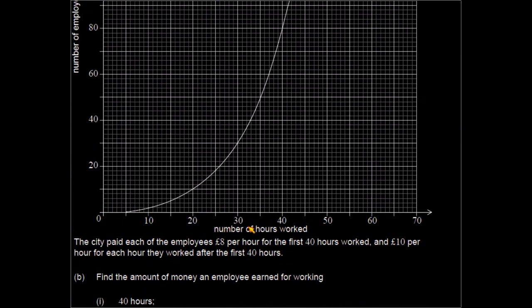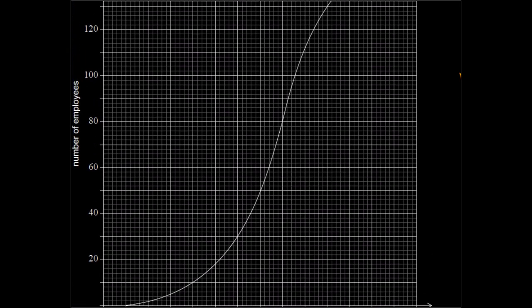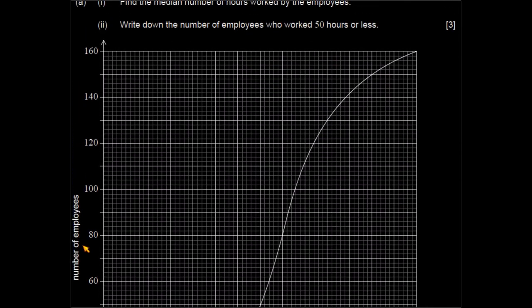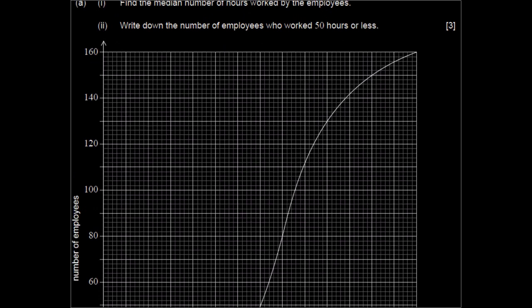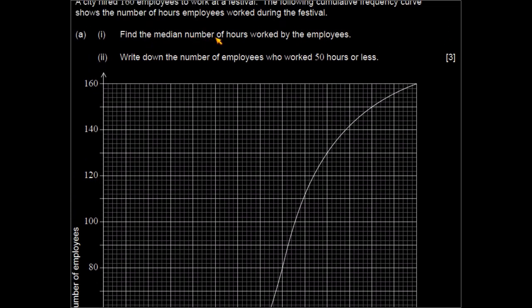We've got the number of hours worked down here, and then we've got the number of employees on the y-axis here. So we're looking for the median number of employees. Sorry, we're looking for the median number of hours worked by the employees. So what we do is we look here for the total number of employees, which is 160, and then the median number of hours would occur for halfway through the employees. So this is the curve here.